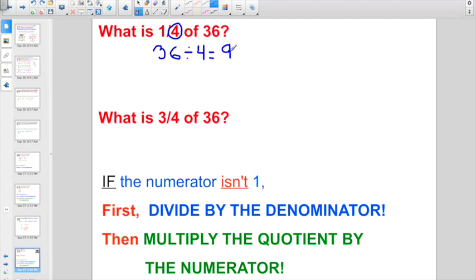So we can use this information to answer this. What is 3/4 of 36? Well, if 1/4 of 36 is 9, we just take the 1/4, and now we have to go and multiply it by the numerator. 9 times 3, hey, that's going to give us 27, right?